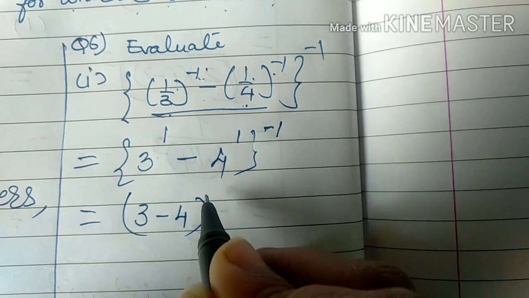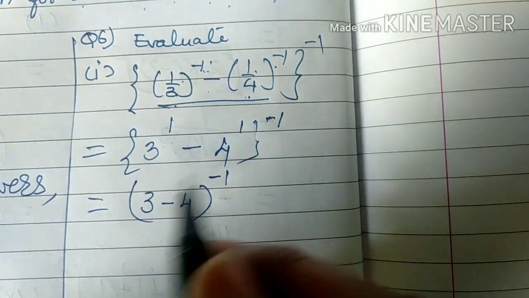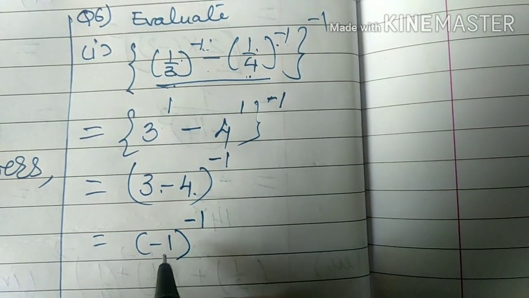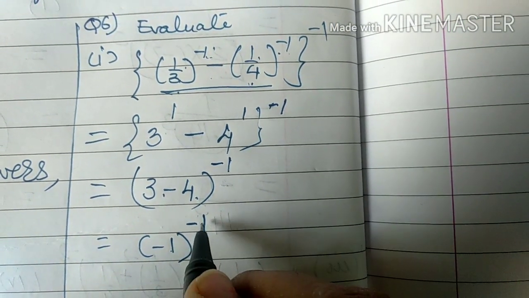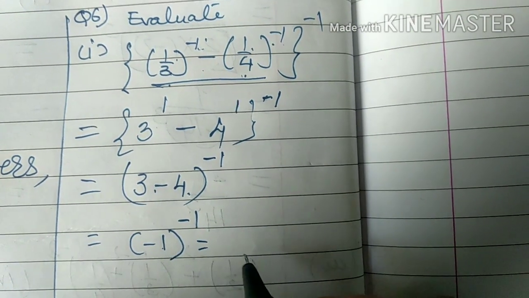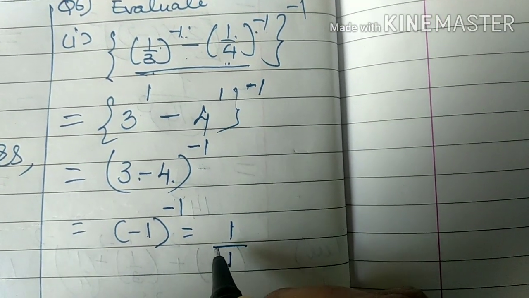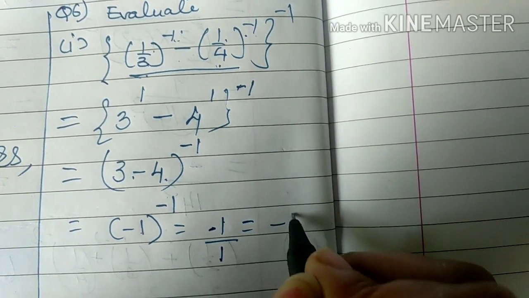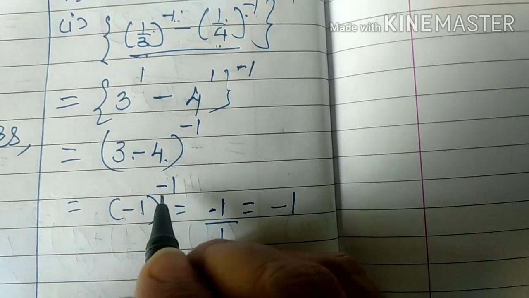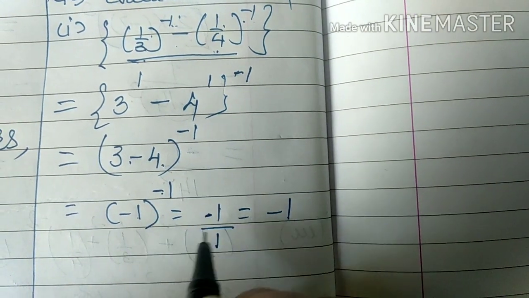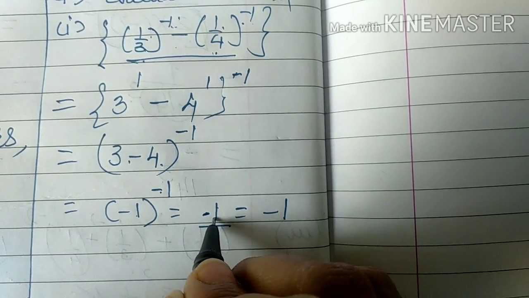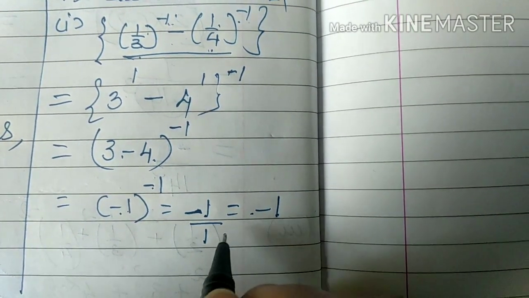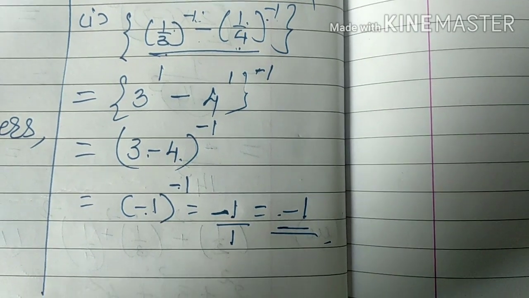So 3 minus 4 and raised to minus 1 is already there. 3 minus 4 is minus 1. Minus 1 raised to minus 1: if I want to convert a negative exponent, it will become 1 by 1, and the negative sign is there, so it will remain minus 1. Again I am explaining, if I want to convert the negative exponent of minus 1, it will be the reciprocal of 1, which is always 1, and the negative will remain negative. Minus 1 will remain minus 1. Hence our answer is minus 1.